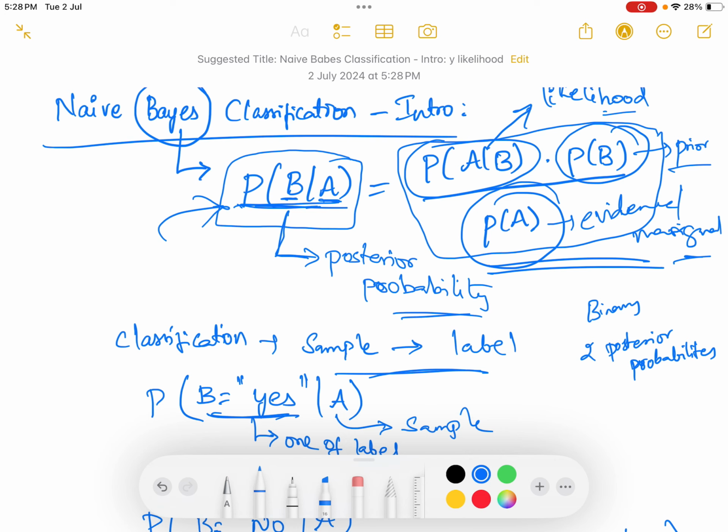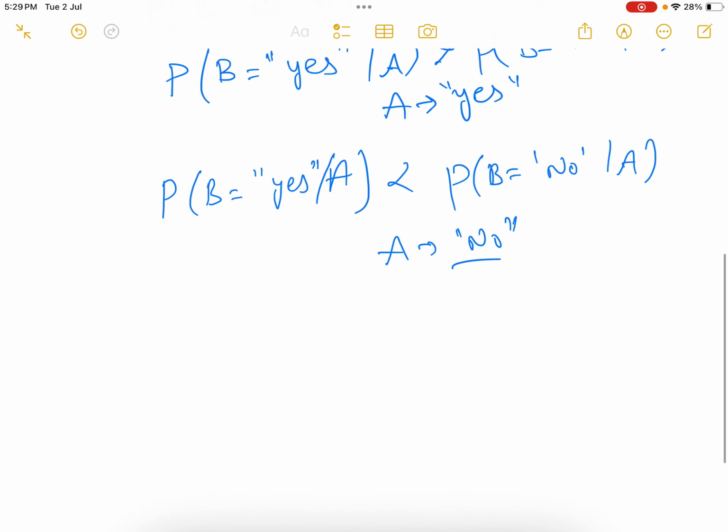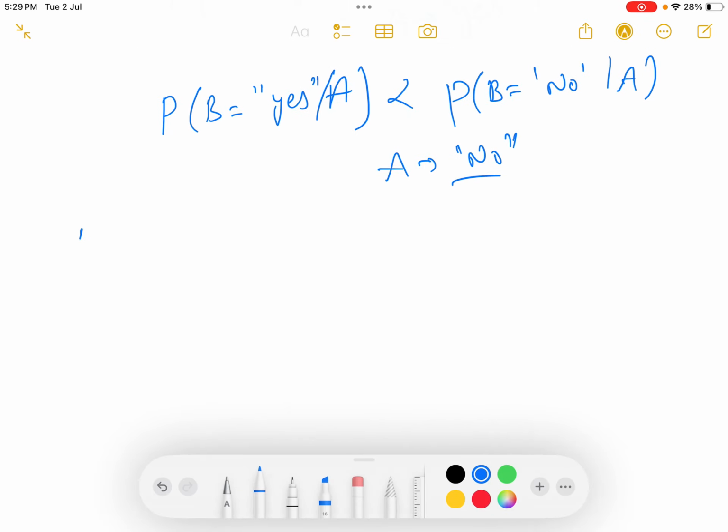But what is this likelihood, prior probability, posterior probability, evidence and marginal? All are probabilities only, right? Then what is the difference between this posterior probability, likelihood, prior, etc.? How can I differentiate these terms and how can I calculate posterior probability? That's the major doubt, right? So to understand these, we look into an example, a real-time example.